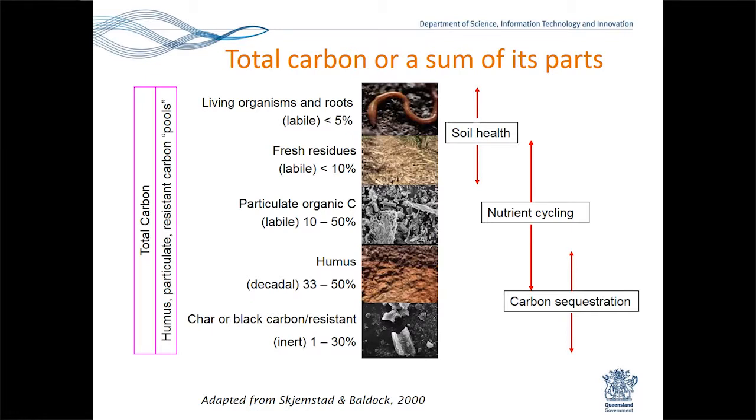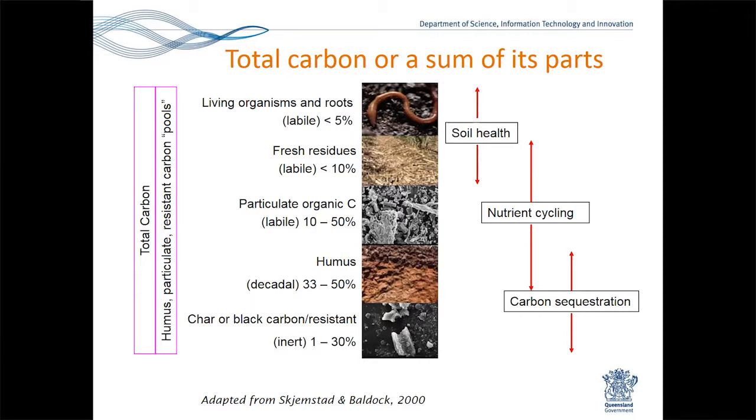So when we measure it from a soil's point of view, we often measure how much is the total carbon in the soil. But if we think of it as a pie chart, how much of that is in the humus, which is sort of fairly moderate turnover? How much is in the particulate, which turns over fairly quickly? And how much is in resistance, which takes a lot longer to turn over?